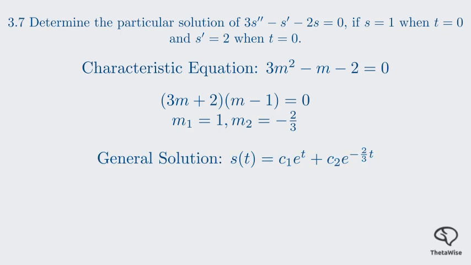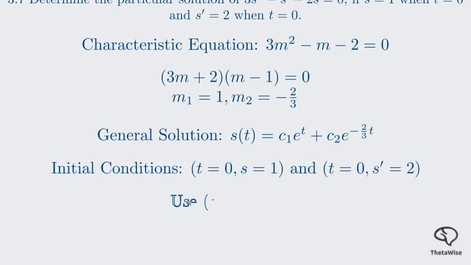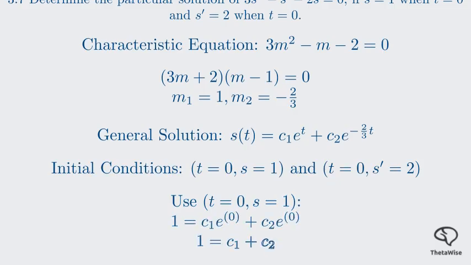Now we use the initial conditions to find c1 and c2. The first condition is s equals 1 when t equals 0. Plugging this into our general solution, we get 1 equals c1 plus c2. This is our first equation.